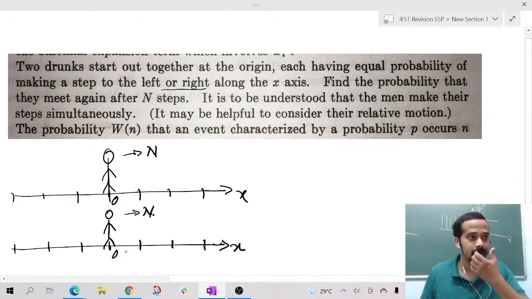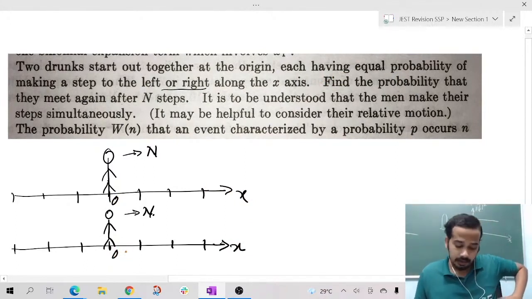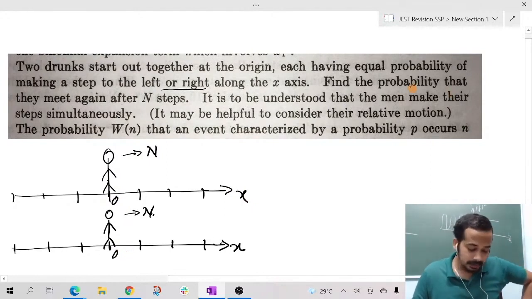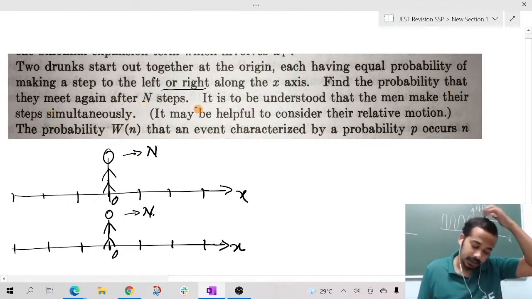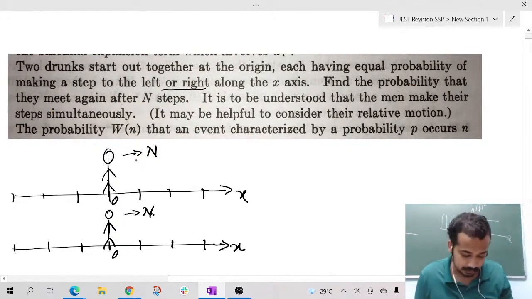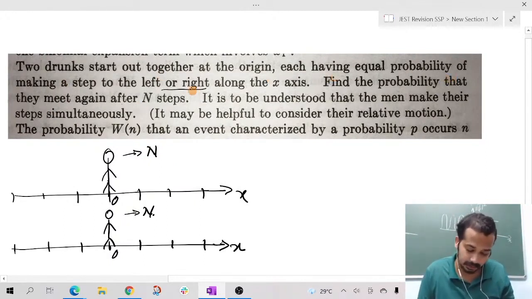This is the origin. Now look at here: find the probability that they meet again after n steps. I mean, each of them has taken n steps, isn't it? Two ducks start together at the origin, having equal probability of making a step to the left or right along the x-axis. Find the probability that they meet again after n steps.